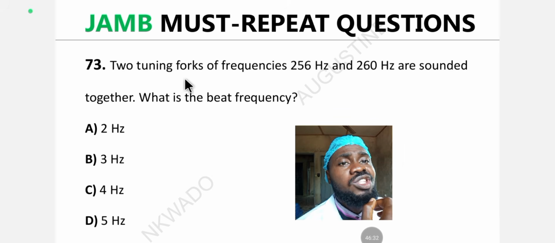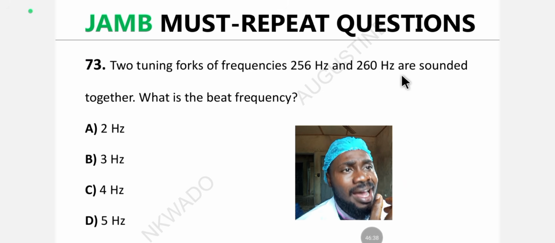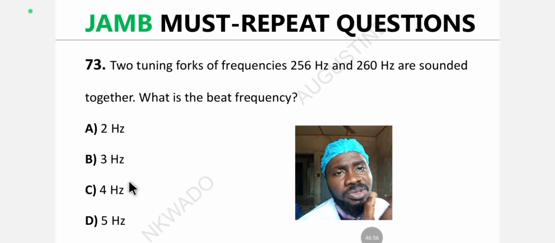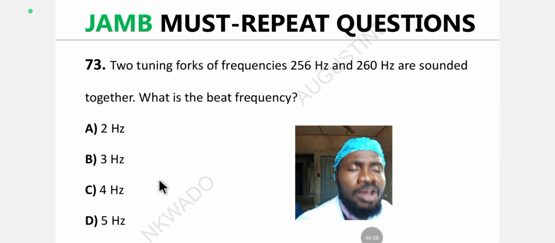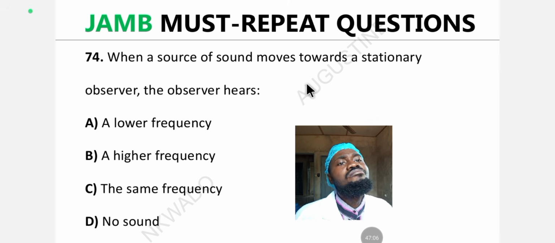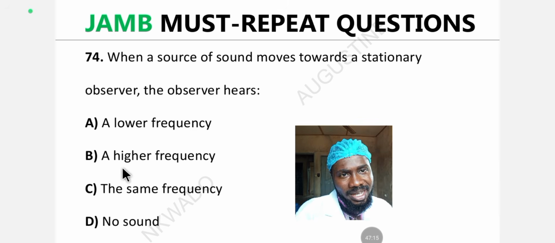Question 73. Two tuning forks of frequencies 256 Hz and 260 Hz are sounded together. What is the beat frequency? A. 2, B. 3, C. 4, D. 5. All options represented in Hz. What's the answer? Drop the answer in the comment section. Question 74. When a source of sound moves towards a stationary observer, the observer hears A. a lower frequency, B. a higher frequency, C. the same frequency, D. no sound. What's the answer? Drop the answer in the comment section.